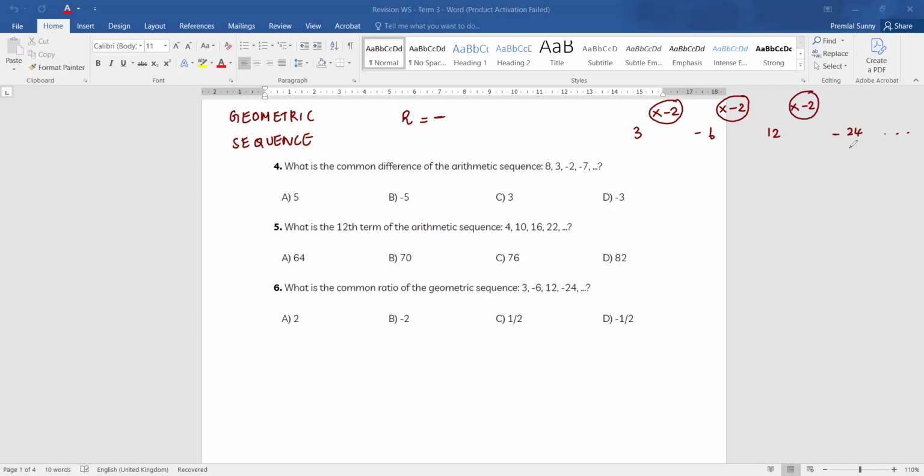So now let's go back to the definition of common ratio. We need to find out the same number that gets repeatedly multiplied to get the next term. So in this case, the number that we keep repeatedly multiplying is minus 2 to get the next term. So common ratio is minus 2. Option B is the answer for that. So we're done with that question as well. Let's move on to the next one.